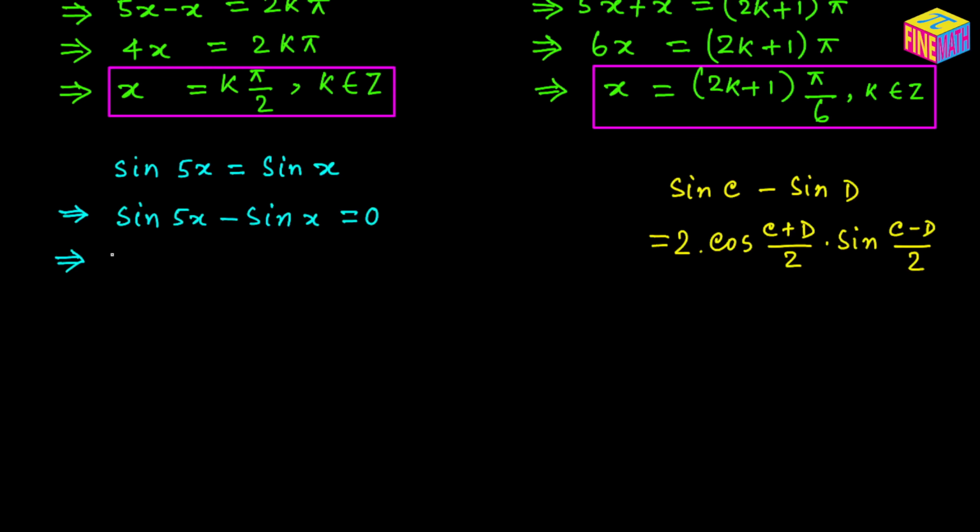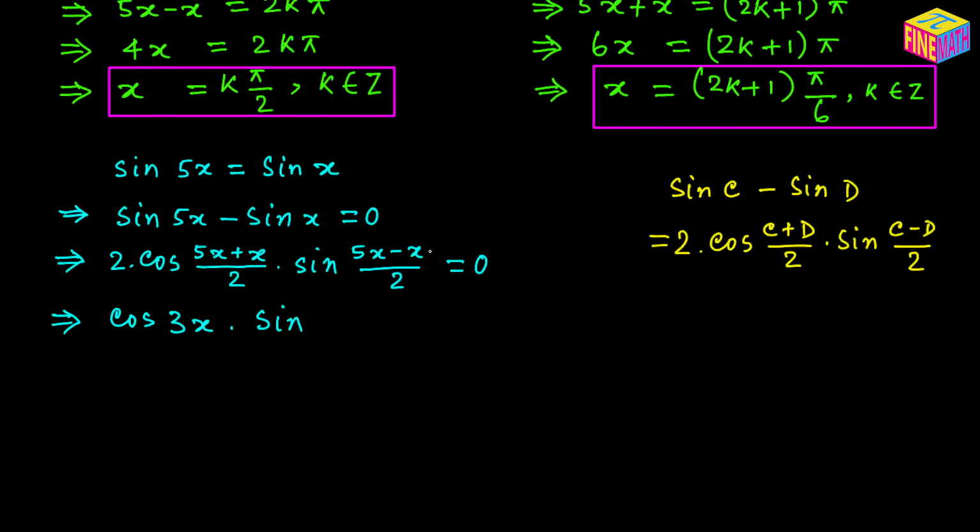So from here we can write it as 2 times cosine of c plus d over 2. In this case it would be 5x plus x over 2 times sine of c minus d over 2, that is 5x minus x over 2, and all of that is equal to 0. And from here if we divide both sides by 2, then we are going to be left with cosine of 6x over 2, that would be 3x, times sine of 4x over 2, that would be 2x, is equal to 0. So we have two nice factors here.